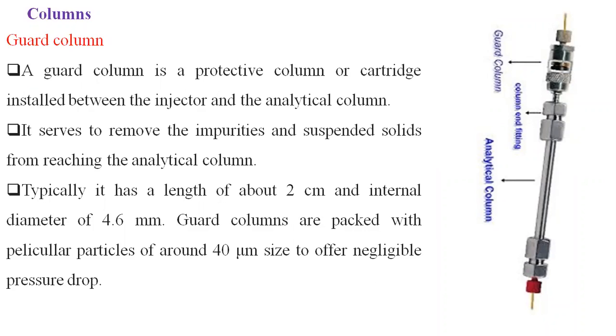Before the sample and mobile phase enter into the analytical column, we place a guard column. The guard column is placed in between the injector and the analytical column. When we are injecting the sample, if any foreign particles or impurities are present in the sample, or even though we are degassing the mobile phase, sometimes there is a chance of foreign particles being there, they will block the analytical column.